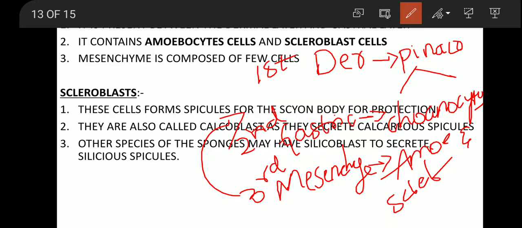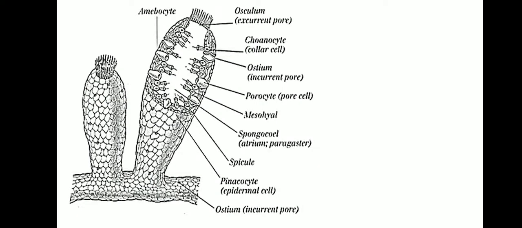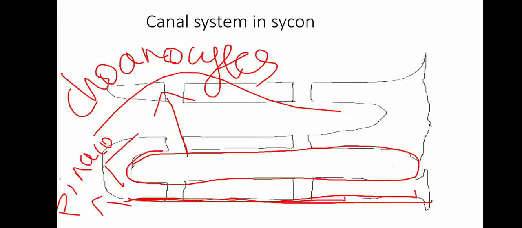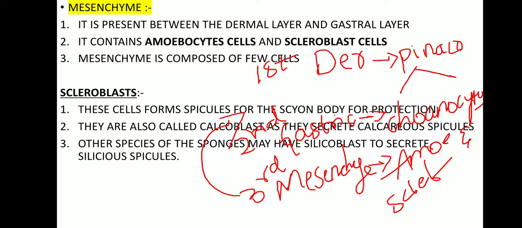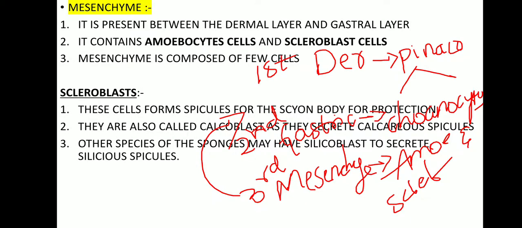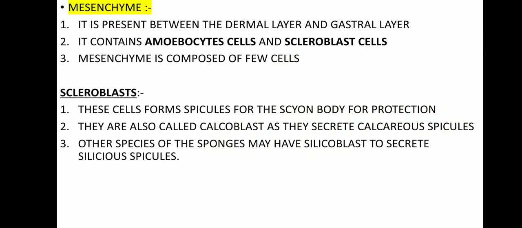In the pinacocytes we have gland cells and the muscle cells. We call them myocytes and gland cells. So the middle layer is called mesenchyme, and it contains amebocytes and scleroblast cells.